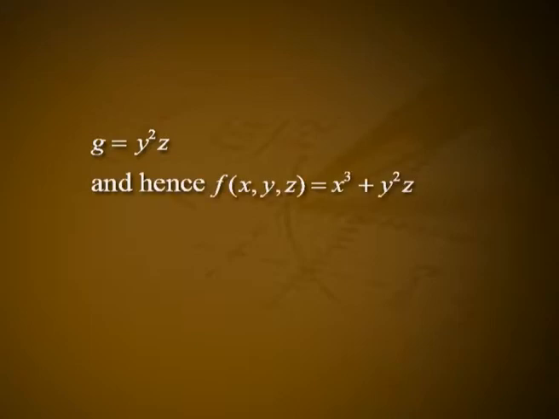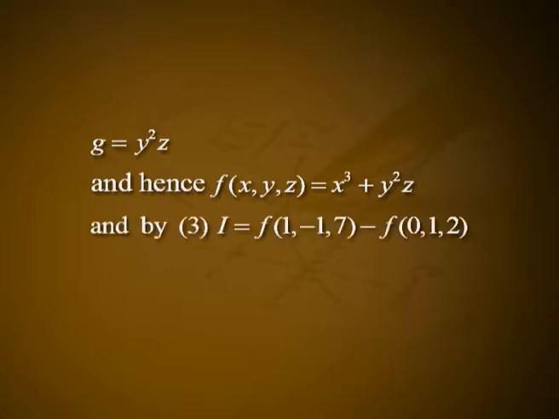Integrating gy with respect to y, we obtain g = y²z + h(z), where h is a function involving z alone. Differentiating with respect to z, we obtain the following: gz = y² + h'(z), which is equal to y². Hence, h'(z) = 0. Hence, h is a constant, h = 0 say. This gives g = y²z, and hence f(x, y, z) = x³ + y²z, and by equation 3, I = f(1, -1, 7) minus f(0, 1, 2), which is equal to (1 + 7) minus (0 + 2), which is equal to 6.